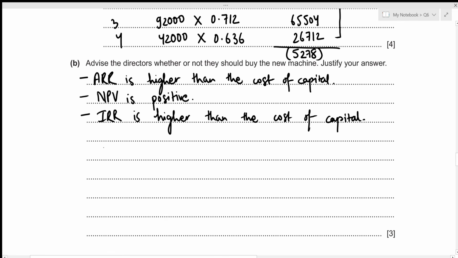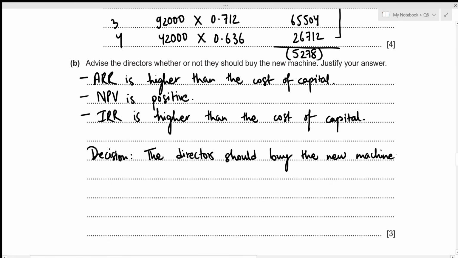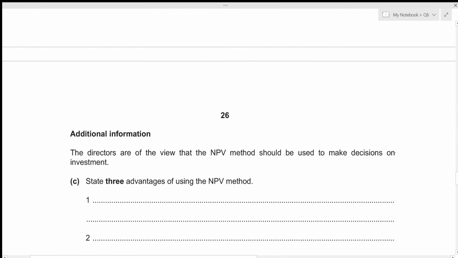So we can see that all three measures, accounting rate of return, net present value, and internal rate of return, side with the positive factor, right? So we can advise the directors to buy the new machine. Let's write the decision clearly. The directors should buy the new machine. Okay, this concludes the second part. Now we can move to the third one.